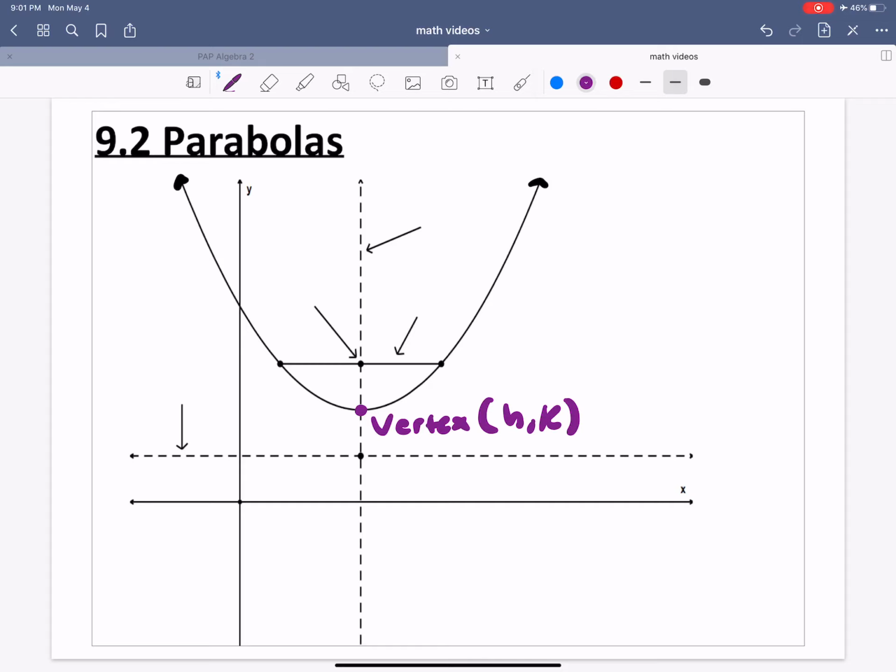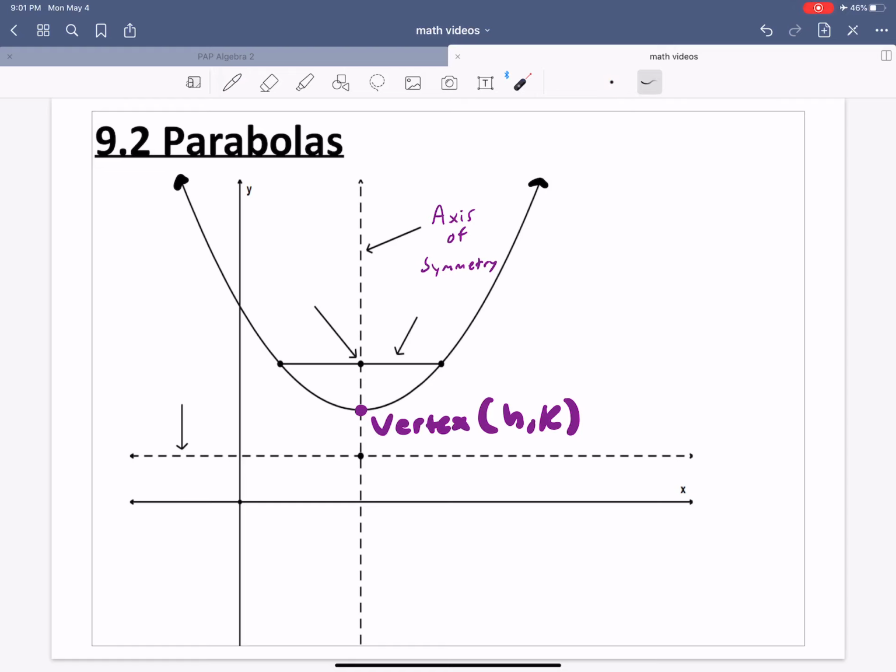Now, the next attribute that I want you to see is this dashed line that passes through the vertex, which is the axis of symmetry. Again, that should be a familiar concept for some of you. The axis of symmetry is a line that cuts something into two equal halves, so that's pretty self-explanatory.